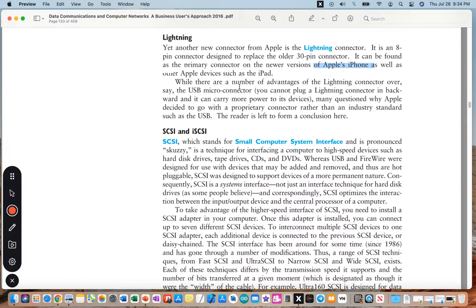While there are a number of advantages to the Lightning connector over, say, the USB micro connector, you can plug the Lightning in either way, and it can carry more power to its device. Many question why Apple decided to go with the proprietary connector rather than an industry standard such as USB. The reader is left to form a conclusion here.